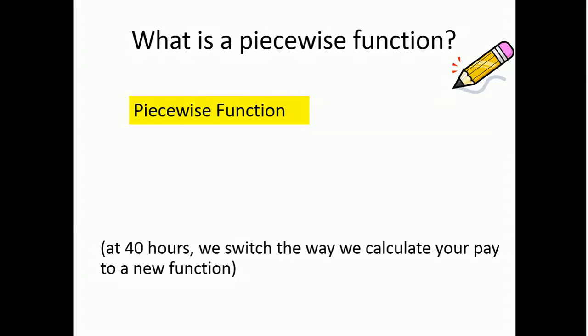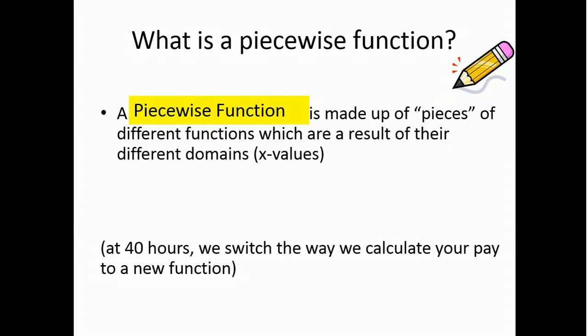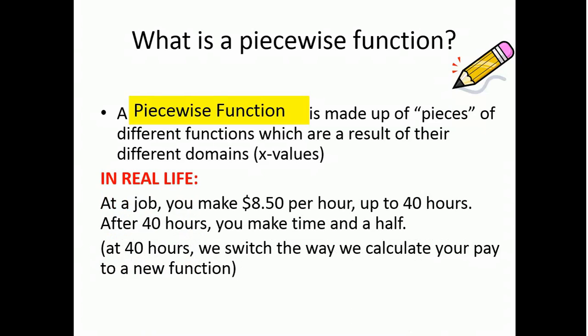So, what is a piecewise function? We kind of looked at these already. Basically, a piecewise function is made up of pieces of different functions which are a result of their different domains. In real life, at a job, you make $8.50 per hour up to 40 hours. But after 40 hours, you make time and a half. So at 40 hours, we switch the way we calculate your pay to a new function.